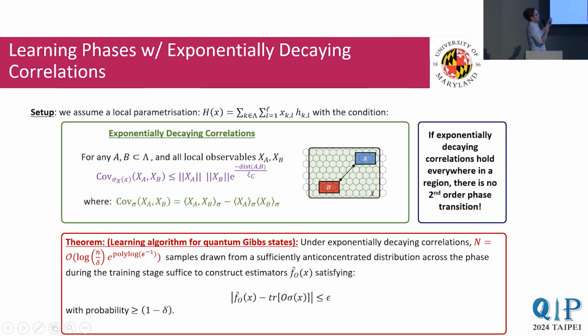And our main result, or the first main result that I'm going to tell you about today, is that under this condition, of exponentially decaying correlations, we only need logarithmically many samples in the system size and quasi-polynomially many samples in the precision, drawn from a sufficiently anti-concentrated distribution, to construct a good estimator for local observables everywhere in the phase.